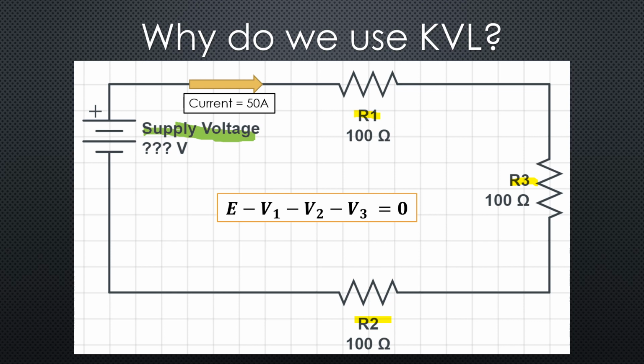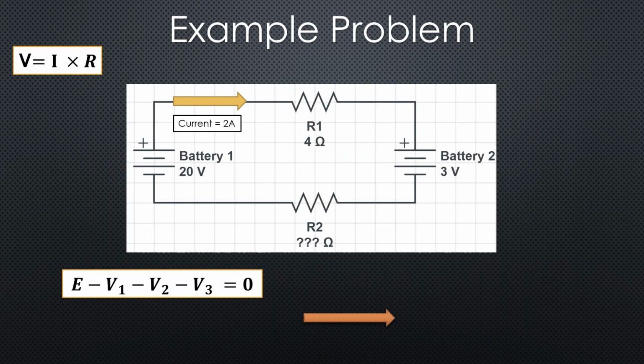Likewise, if we were given the supply voltage and the values of two resistors, we could solve for the third using Kirchhoff's voltage law. Let's take a look at a slightly more challenging example. We will first begin by differentiating between the voltage drops and rises by labeling the polarity of each circuit element. By now you should know that all resistors result in voltage drops, so a positive terminal should be drawn first.